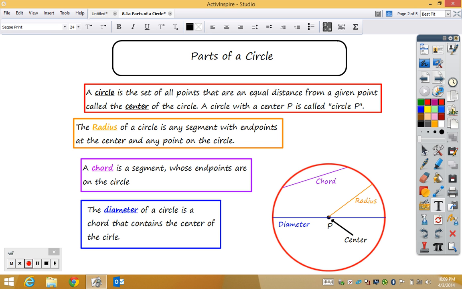And we say a circle with the center point P is called circle P. So you name your circles after the center point. So like we have down here, our center is at the point P, so we call it circle P.